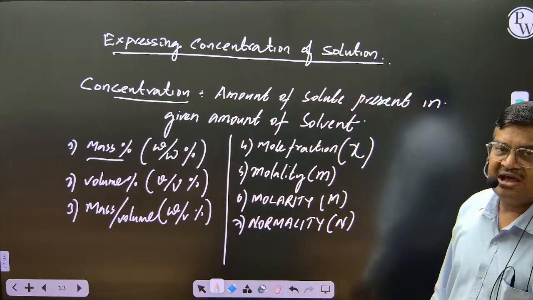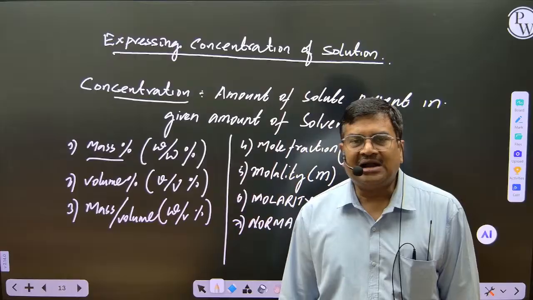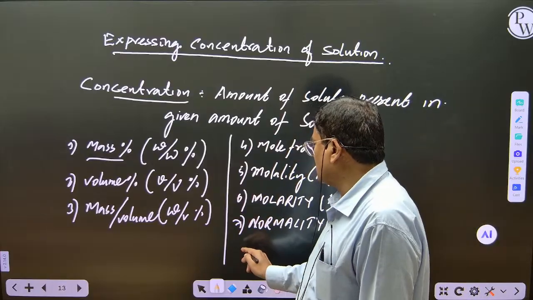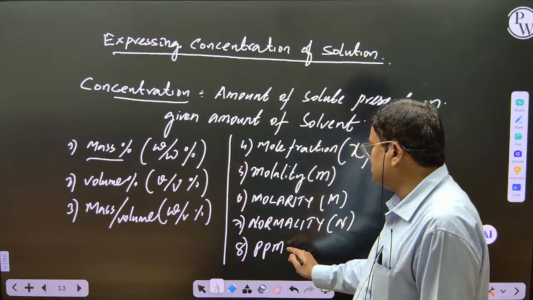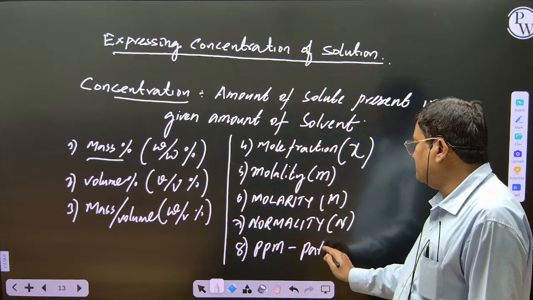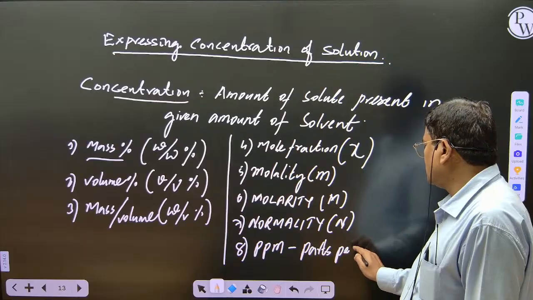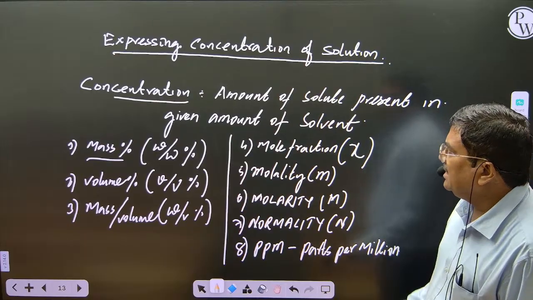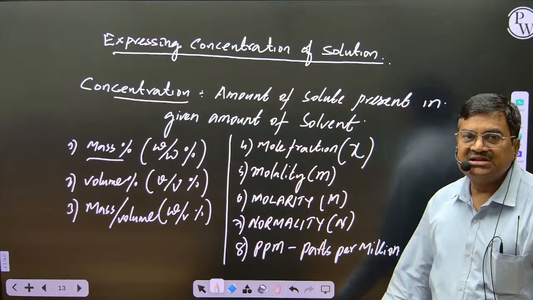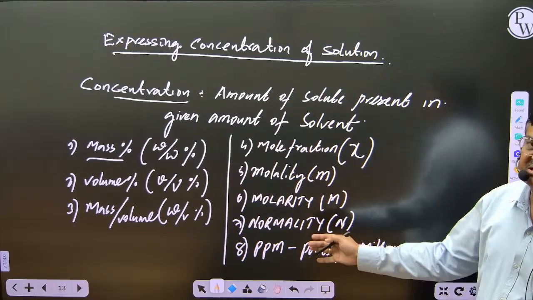And the last one we have is ppm. What is ppm? Parts per million. This is expressed only for small trace amounts. What is the full form of ppm? Parts per million. So these are the total 8 ways by which we express concentration. Copy all these 8. We will discuss them one by one now.